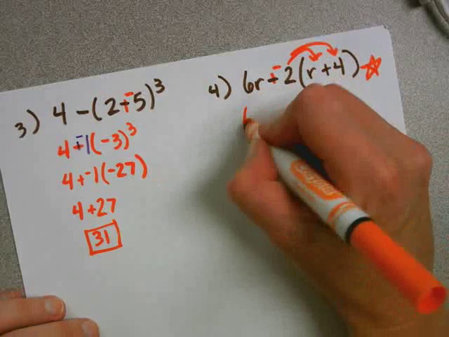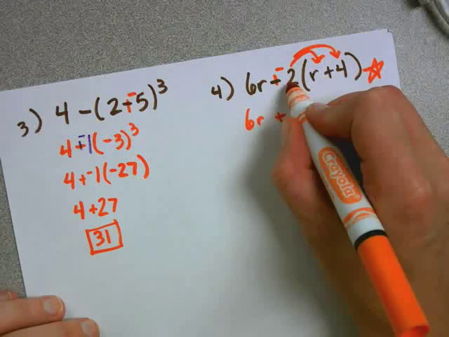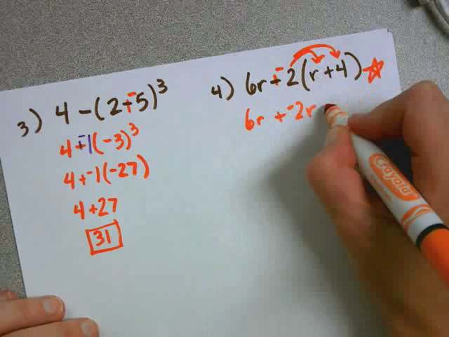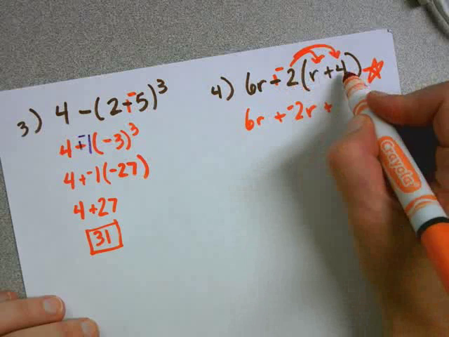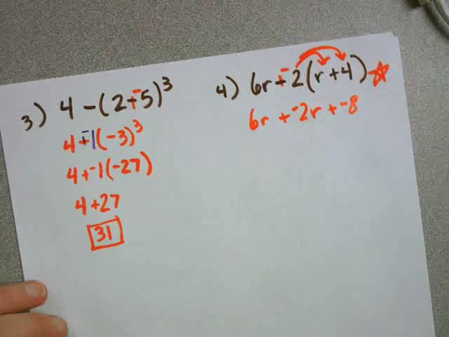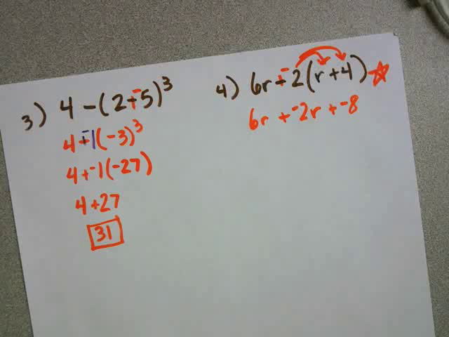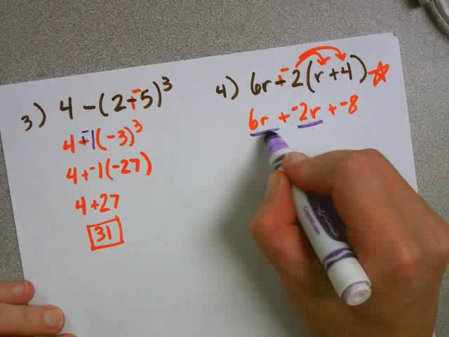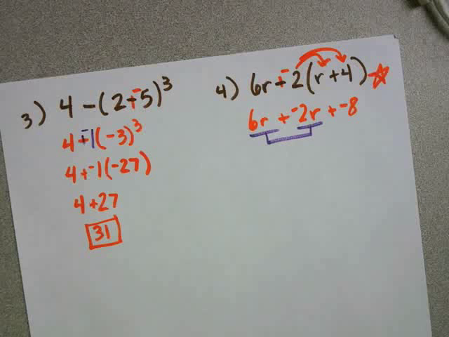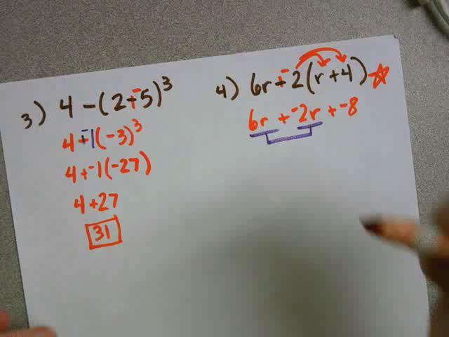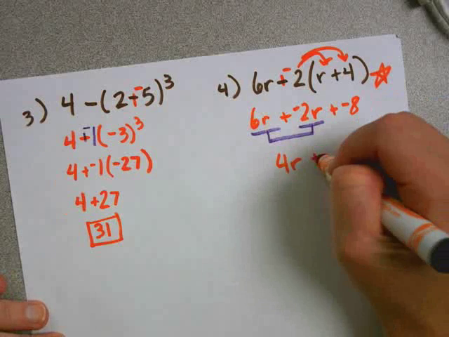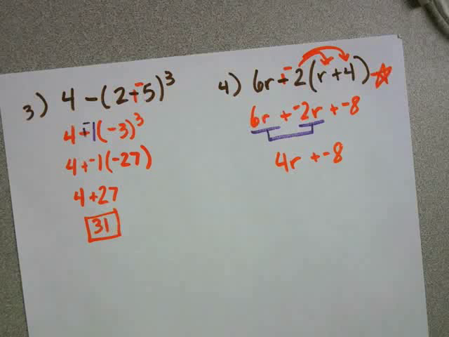So this should be 6r plus negative 2 times r is a negative 2r. Plus sign comes down. Negative 2 times 4 is negative 8. And then if I have any like terms, they get to go together. Look at 6r and negative 2r are like terms. They both are r terms. They make 4r. And then plus negative 8 gets added on, and I can't do anything until somebody says, oh, hey, by the way, r is whatever they want to say. Okay?